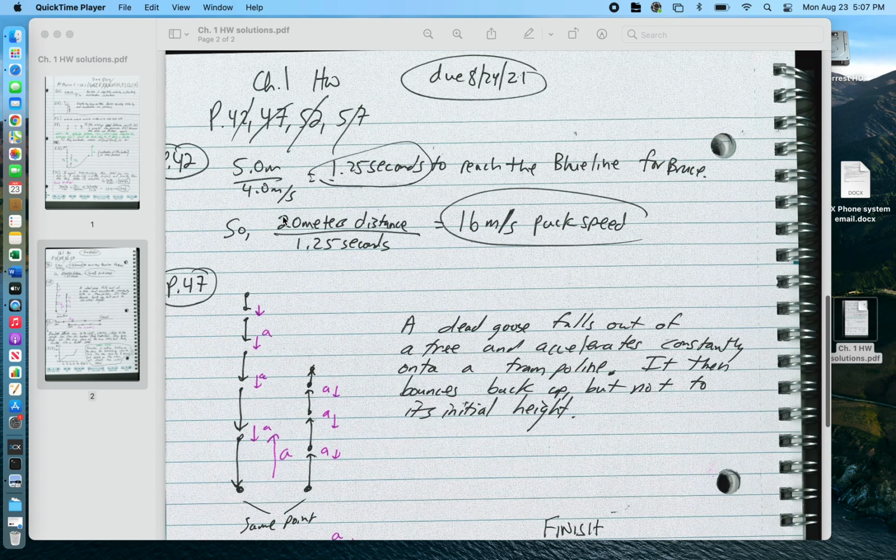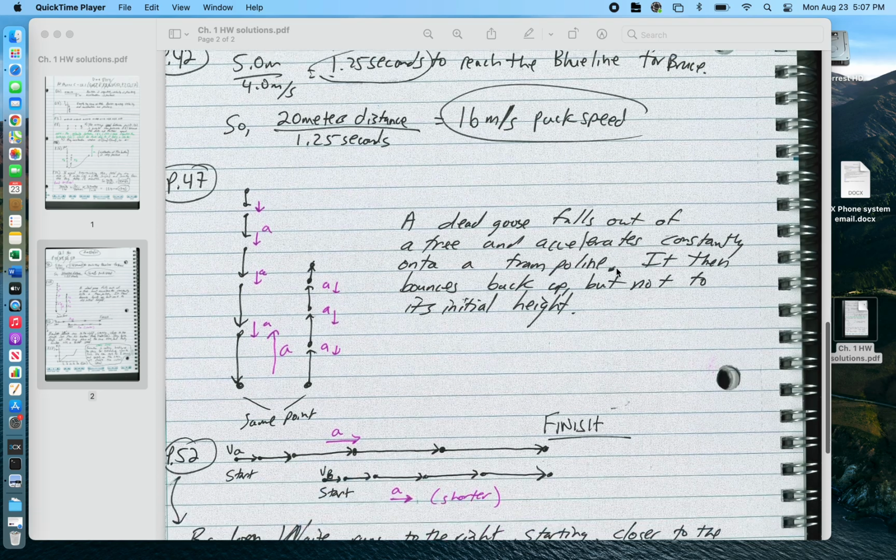This one was asking about Bruce Blade's time to reach the blue line. So that's going to end up being 5 meters over a speed of 4 meters per second. So it's going to take him 1.25 seconds to do that. When the puck has to go 20 meters in that same time, so now that distance divided by time gives us the puck speed.